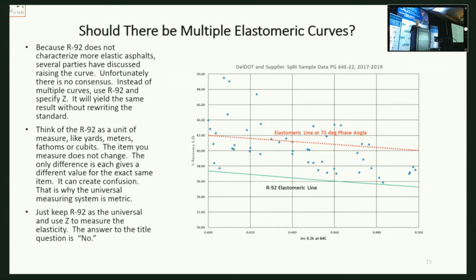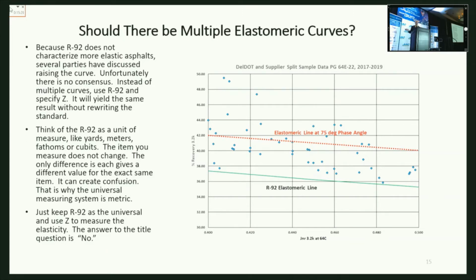Okay, now let's look at some data. I took the data from one of the other graphs, and here is the elastomeric curve in R92, one we've been using for basically a decade, and here it is at the 75-degree phase angle, which in the old 76-22 regime was considered minimum for a polymer modified. And you can see there's a bunch of samples that fall in between. Yes, they meet the R92 curve, but they're not quite up to what the old 76s were in some places.